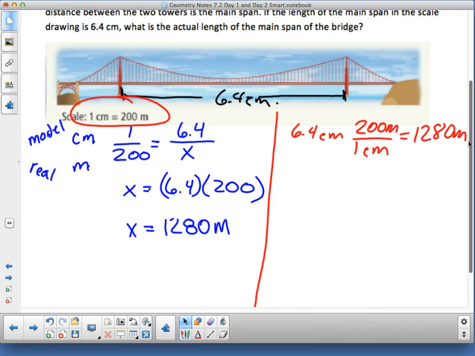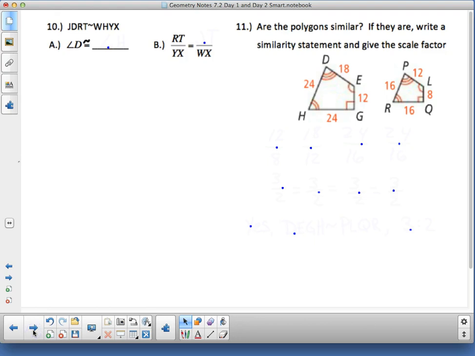So let's go on to our next one. Little review, 10A, 10B. Fill in the letters that should be there, please.